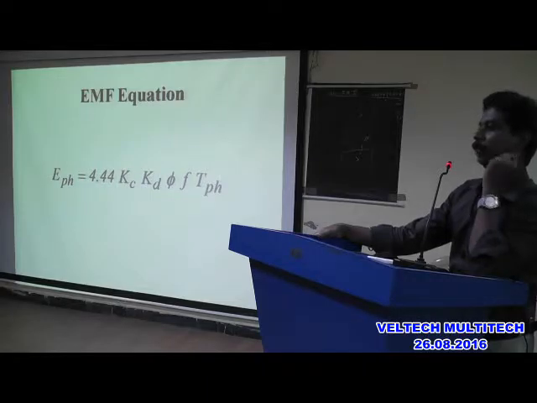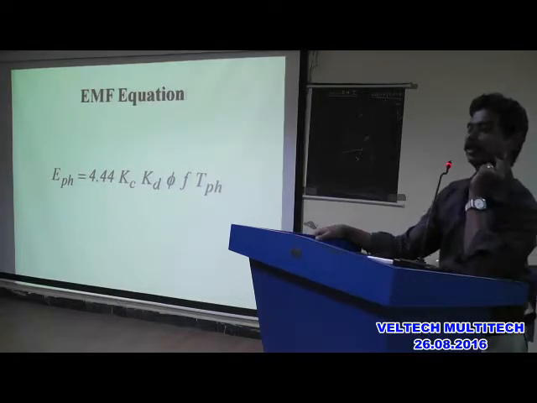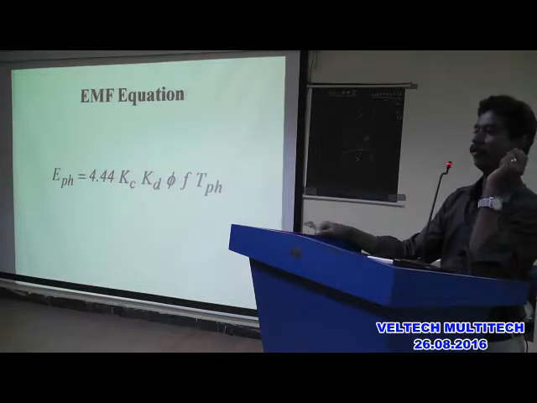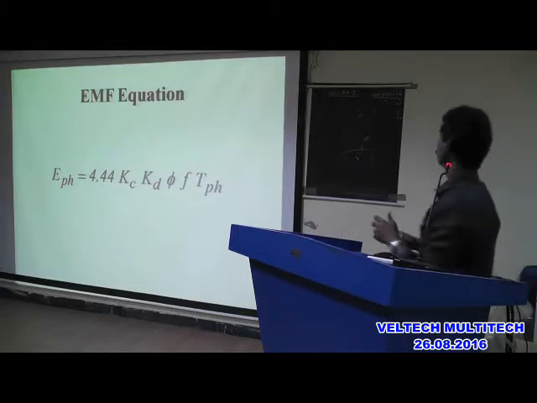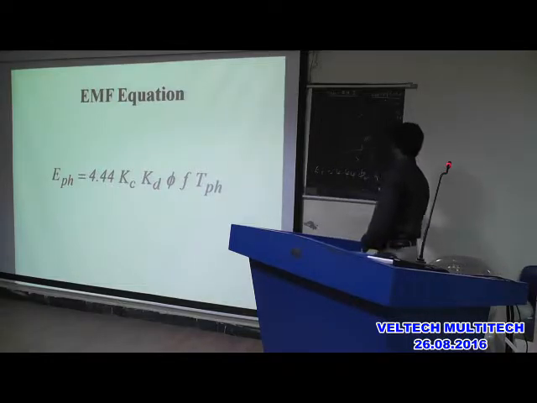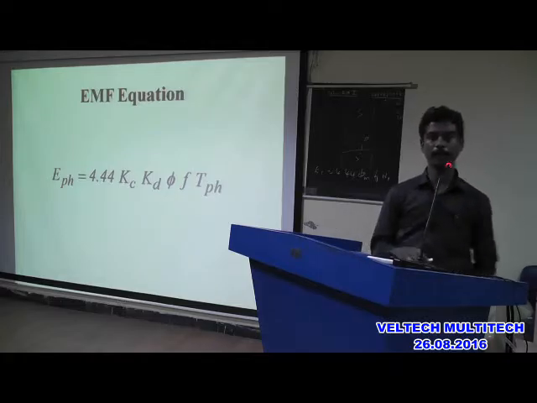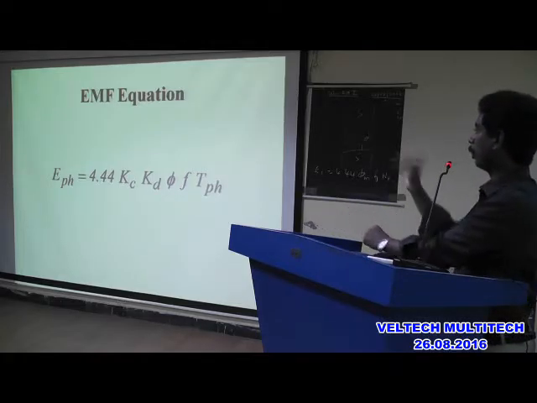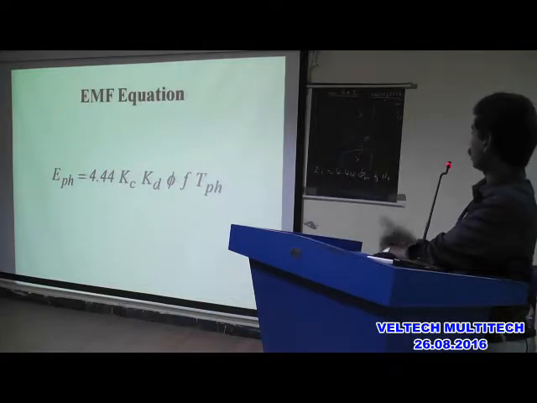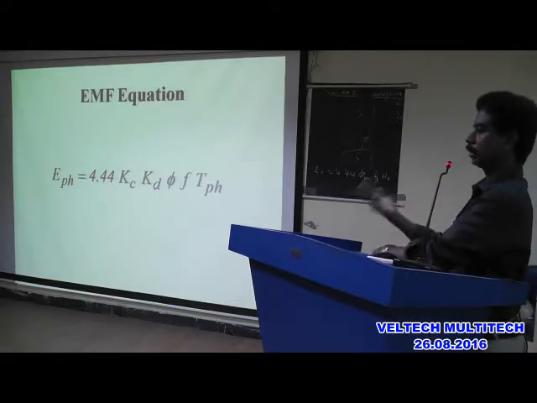So what is the EMF equation for transformer? 4.44 φm f N1, correct, for transformer. So E1 equals 4.44 φm f N1. Now you can compare these two equations. Here 4.44, 4.44 same. Here φ, here also φ. Then frequency in both cases. Then in transformer number of turns, here turns.